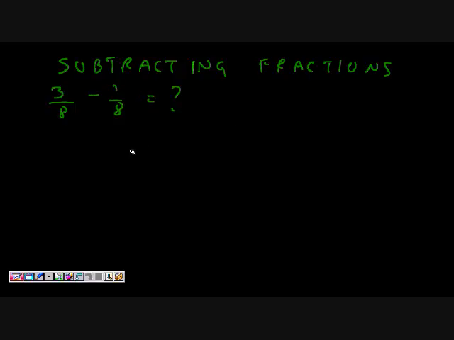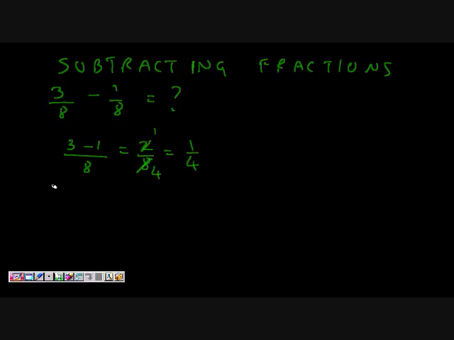Now if you remember the video of adding the fractions, when you have the same denominator, you just keep the denominator the same and add the numbers up. So in subtraction, you just keep the denominator the same and subtract the two numerators. So 3 minus 1, which is 2 by 8, which is equivalent to 1 by 4. 2 by 8 is equal to 1 by 4 because 2 goes into 8 4 times. So 3 by 8 minus 1 by 8 is equal to 1 by 4.